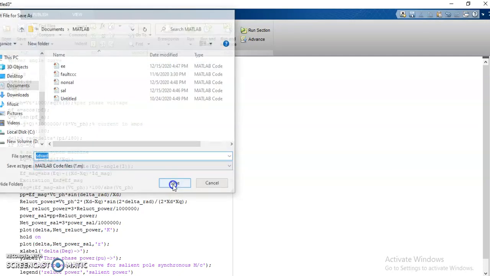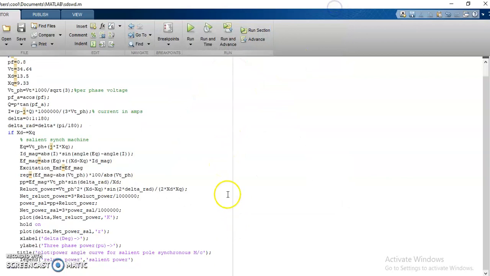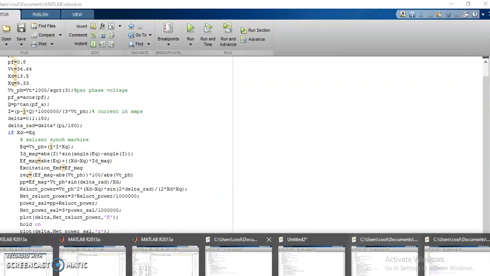I will type some file name. Now I will execute this. We are getting two waveforms for salient. One will be in red and one in black. Red, R, I am taking, and black, K, I am taking. This is for salient. And another way I will show in this program, just have a look at this, just wait for a while.